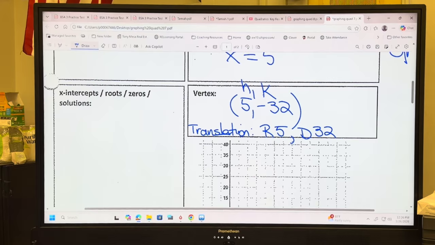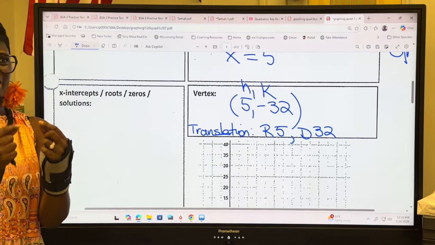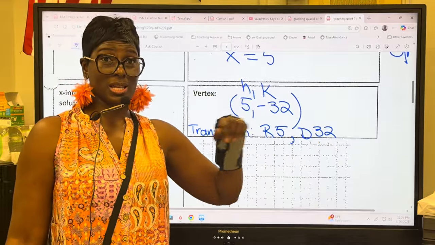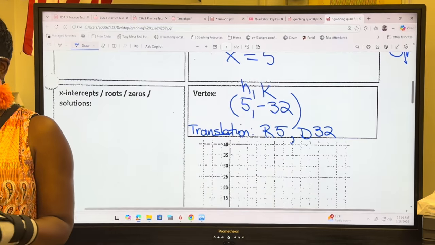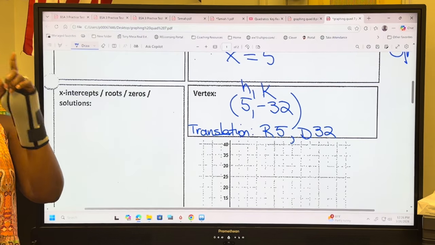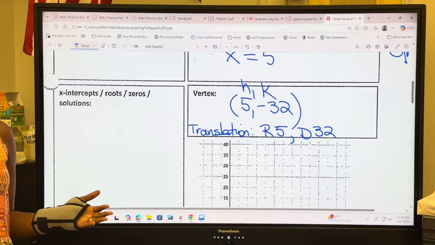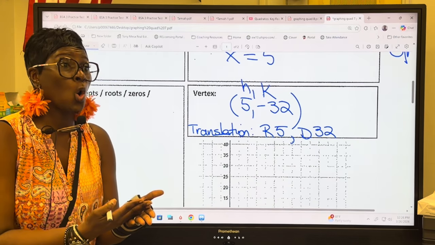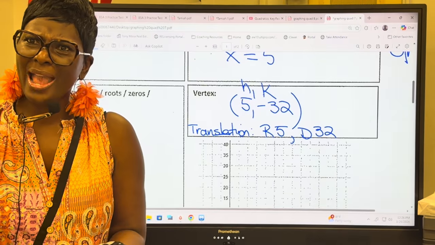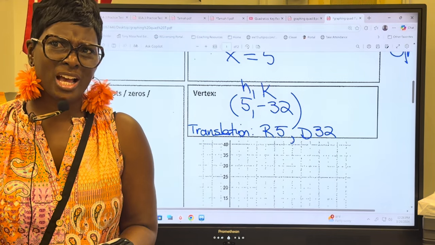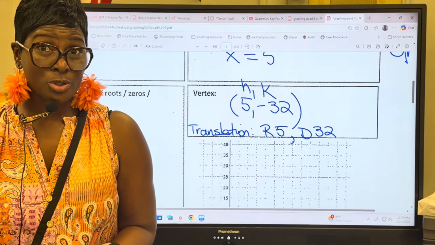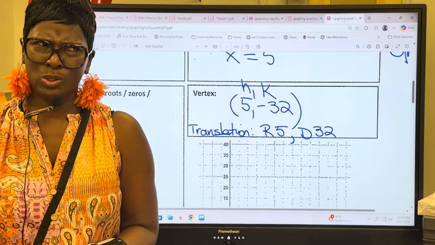That is my translation. That is my move. That's what happened to my parabola. How do I know that? Because my vertex starts always at the origin, and once we see it, it's telling us where it moved to. Are y'all following me? Does my parabola U up or U down? Why are we guessing? How do we know if it's U up or U down? Your A. If your A is positive, then it does what? U up. If your A is negative, it U down. So our A is what?